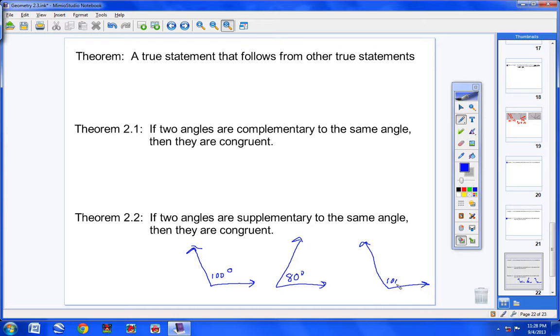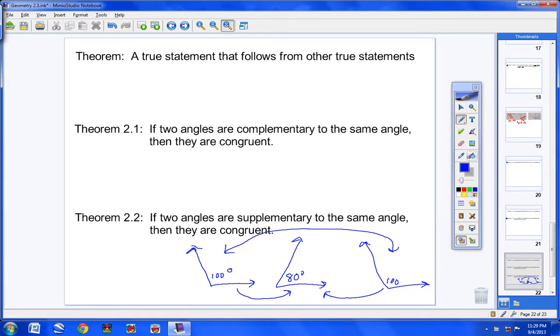Now this is so obvious, guys. Here's what the theorem is stating. Okay, these two angles here are supplementary. We know that because they add up to 180. These two angles here are supplementary. We know that because they add up to 180. Do you see how they're supplementary to the same angle? This angle is supplementary to this angle. This angle is supplementary to this angle. So these two outside angles are supplementary to the same angle. Thus, these two outside angles have to be congruent. And they are. They're both 100. That's all that theorem is stating.